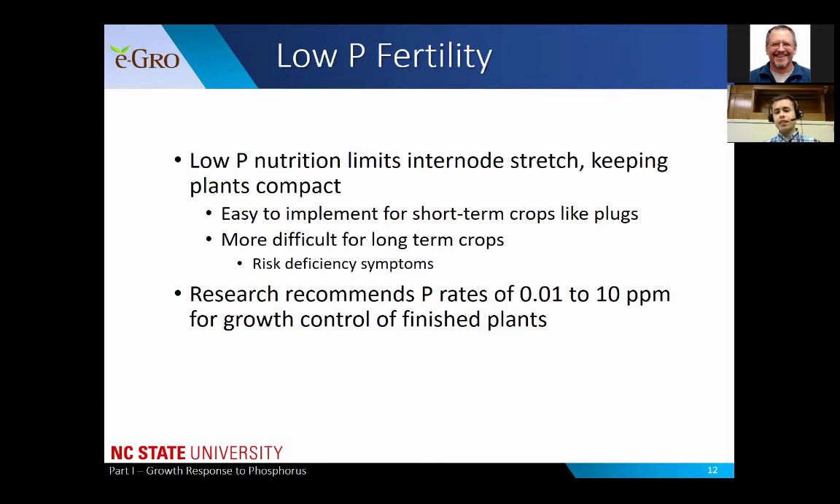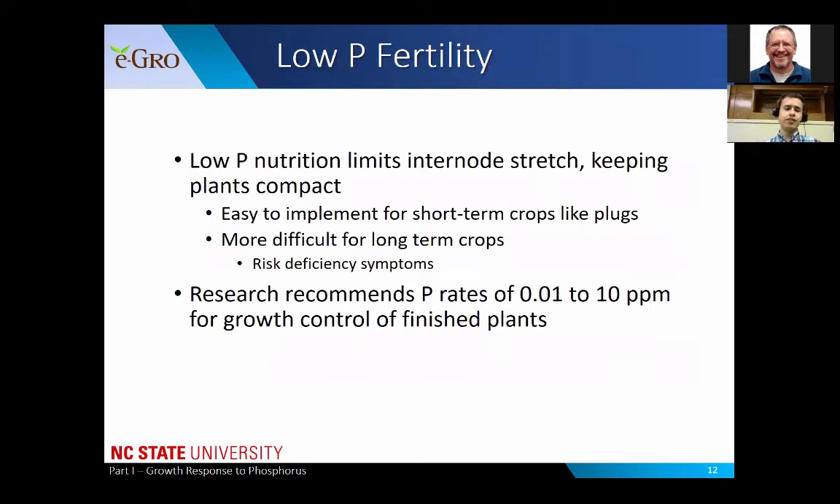Now, this is very easy to implement for short-term crops like plugs, as we saw with Dr. Nelson's work previously. However, this is a little bit more difficult for long-term crops because we run the risk of running into phosphorus deficiency symptoms. And so during the last couple of years when I've been working with phosphorus, I've done a pretty extensive literature review and tried to find as many references to people using low phosphorus fertilization for their crops.